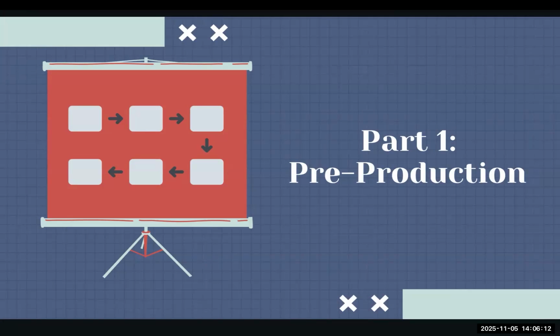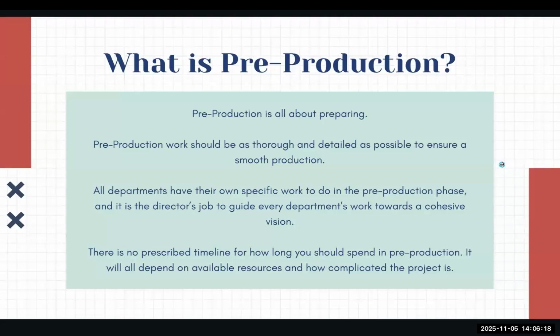So, we're gonna dive a little deeper into more of what is pre-production. So, pre-production is all about preparing. When you go into a shoot, you want to make sure you've done the most thorough, detailed pre-production work as possible to ensure that the shoot goes as smooth as possible.